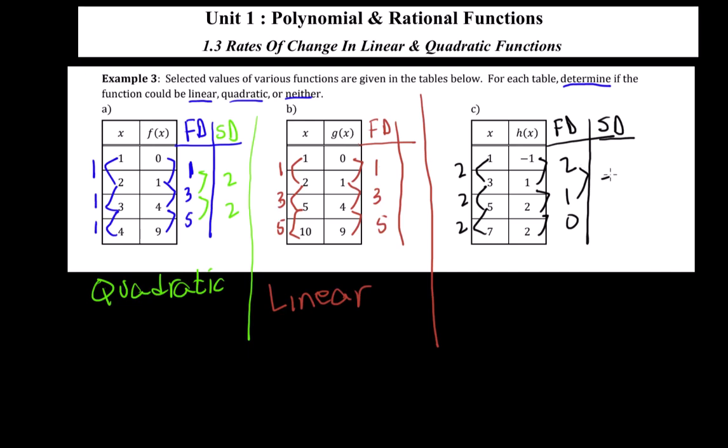1 minus 2 is negative 1. 0 minus 1 is negative 1. So now we can see the second difference is the same, which is negative 1. And the difference of the x is the same, so the slope is negative 1 divided by 2. So this is a quadratic function.